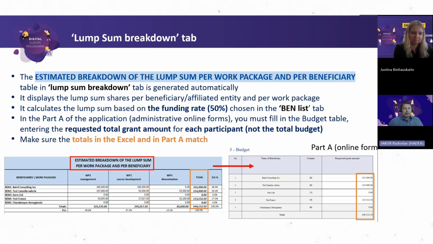So here it is, an additional tab in the detailed budget table. It's the lump sum breakdown, where the lump sums per each beneficiary and each work package are generated automatically, and they are also summed up. They are, of course, calculated with the funding rate of 50%. And here, the most important thing to remember is that in Part A of the application, you must fill in the budget table, entering the requested total grant amount for each participant. So not the total costs for the participant, but 50% of the lump sum that is calculated from the total cost. We can go ahead.